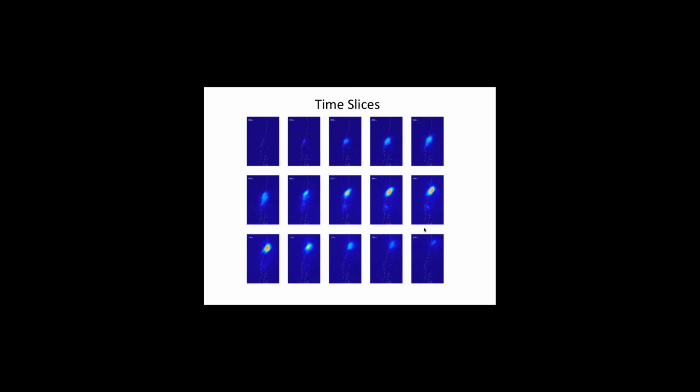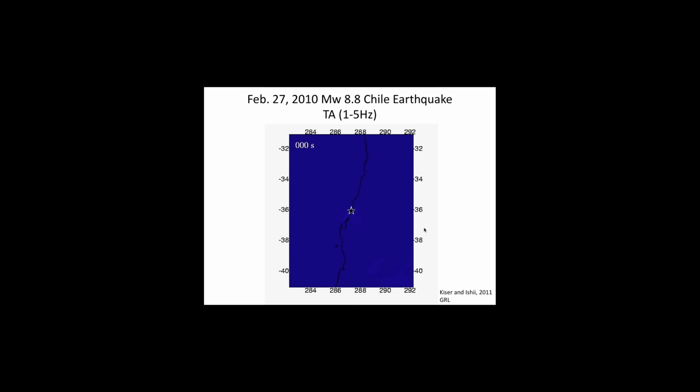So you can repeat this procedure for many different times and generate many different images, and then put those images together to create a movie, which probably does the best job of actually visualizing this rupture. So this will be the rupture propagation for the 2010 Chile event, and I'll just note here and come back to this later that we are using TA data and we're filtering it between 1 and 5 hertz, so very high frequencies for this initial back projection result.